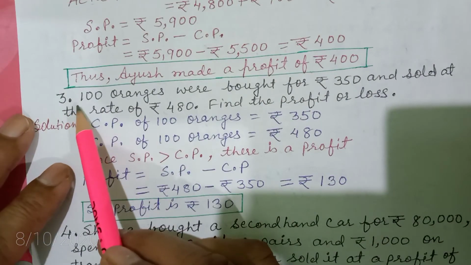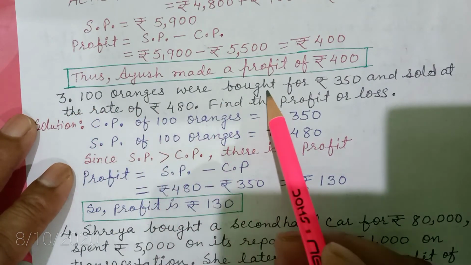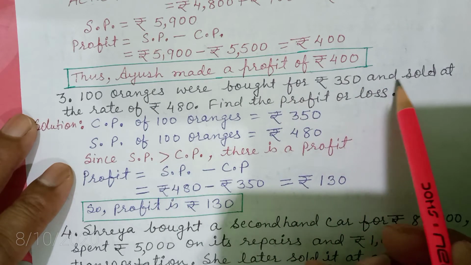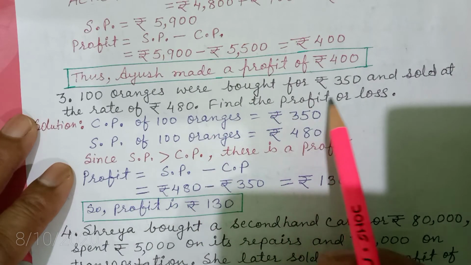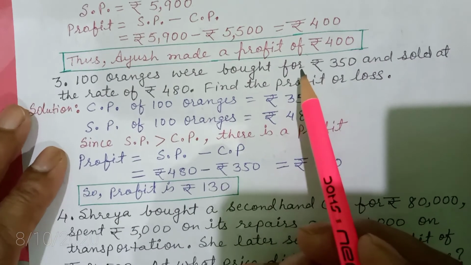Question number 3. 100 oranges were bought for ₹350 and sold at the rate of ₹480. Find the profit or loss. So first you have to decide, students.